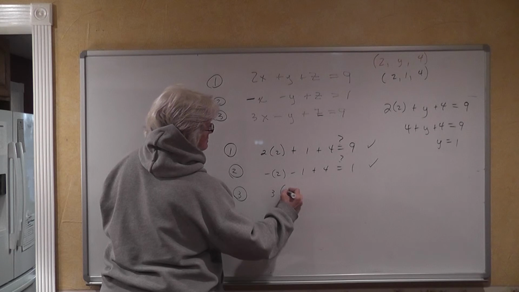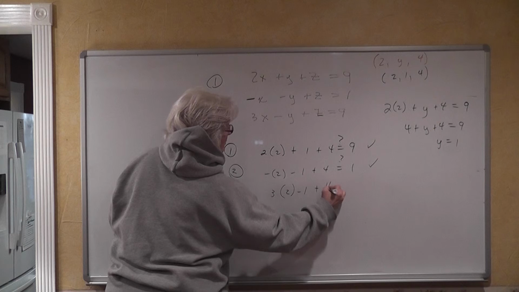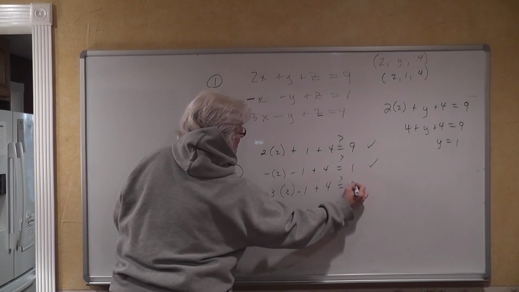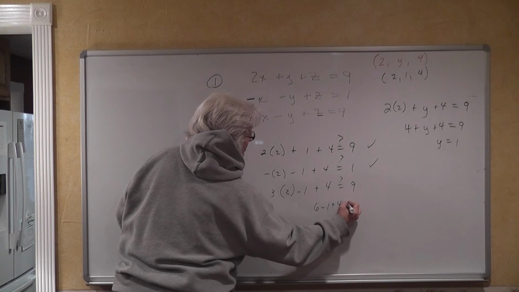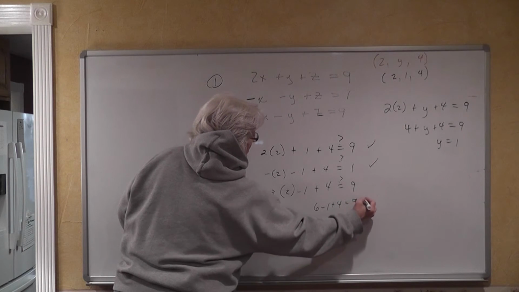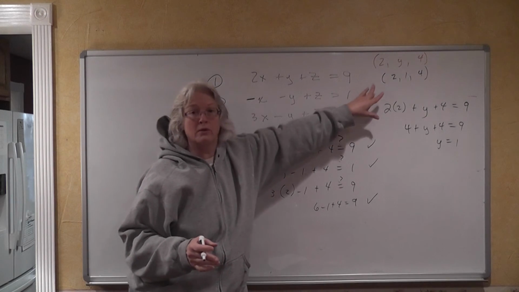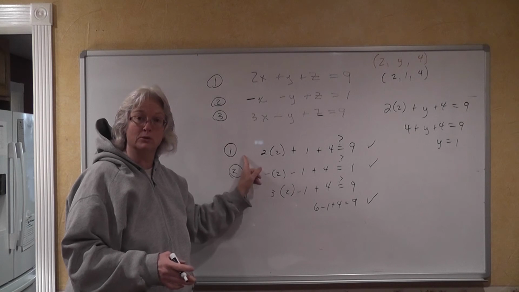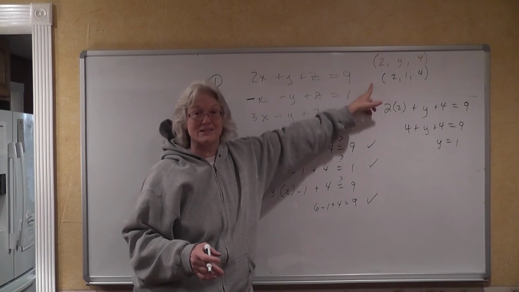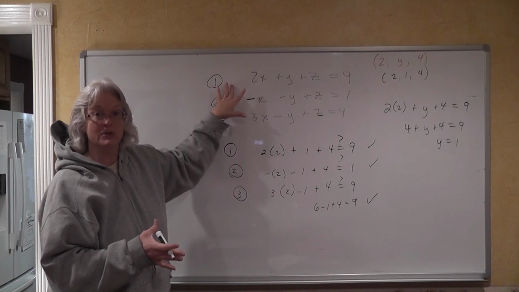3 times 2 minus 1 plus 4. Is that equal to 9? 6 minus 1 is 5, plus 4 is equal to 9. So this ordered triple that we have, 2, 1, 4, satisfies all three of these original equations. So this is the solution to this system of equations.